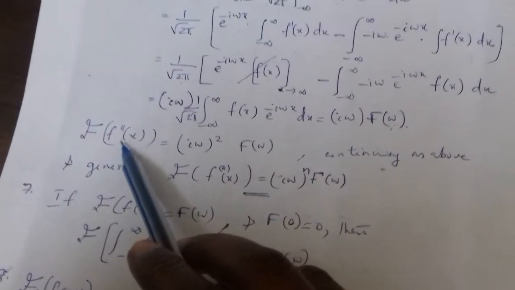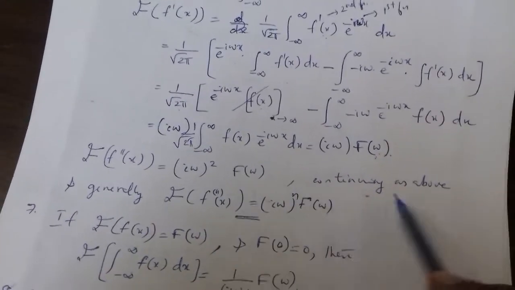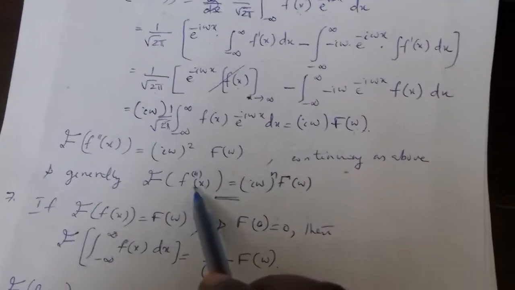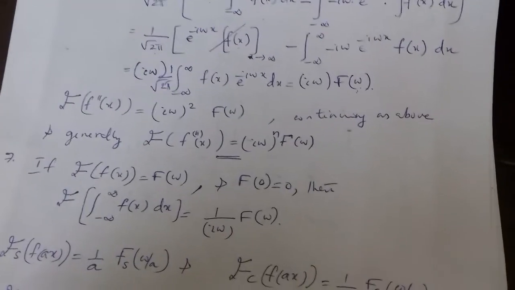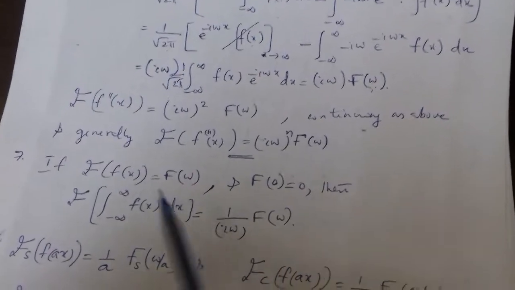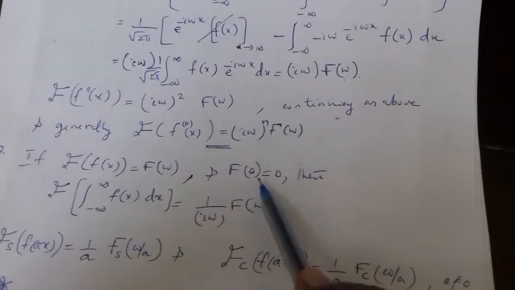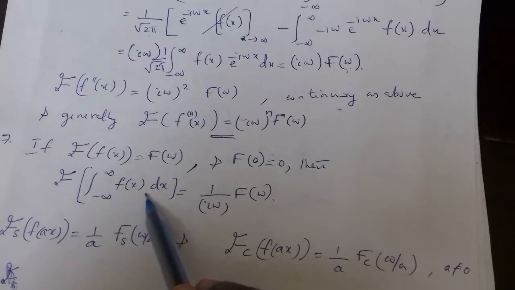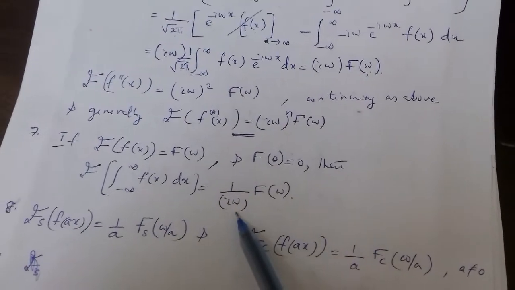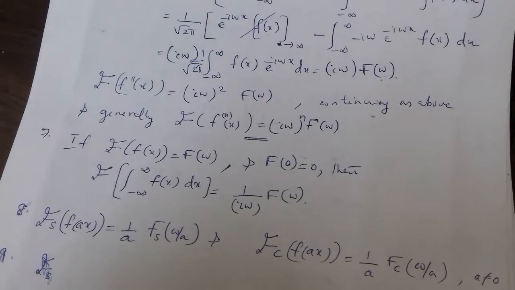Next, similarly we can find the second derivative also. If we prove it similarly, we get (i omega) the whole square F of omega. And generalize: the nth derivative of f of x is equal to (i omega) the whole raised to n F of omega. Okay. So next property: if F of omega is the transform of f and F of 0 is 0, then the transform of the integral from minus infinity to infinity of f of x dx is 1 by i omega F of omega. This also we can prove similarly.